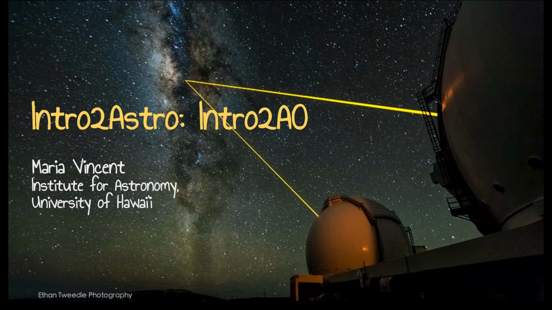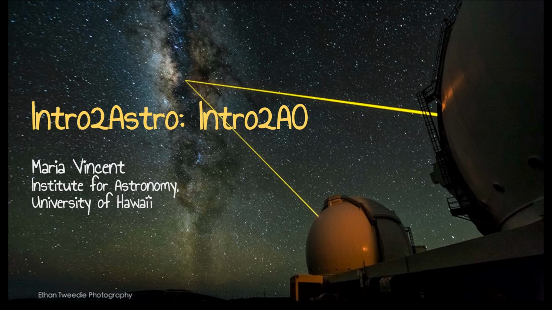Let's dive into a little bit of instrumentation and look at a technique that has revolutionized imaging in astronomy. The title slide features a photograph of the two Keck telescopes at the summit of Mauna Kea, a large dormant shield volcano on Big Island, Hawaii.